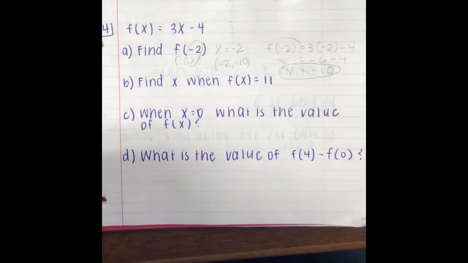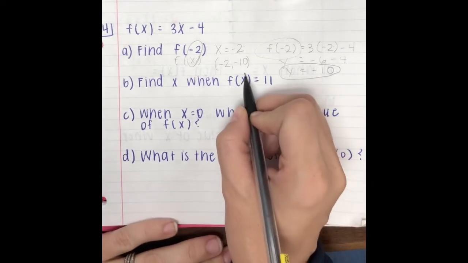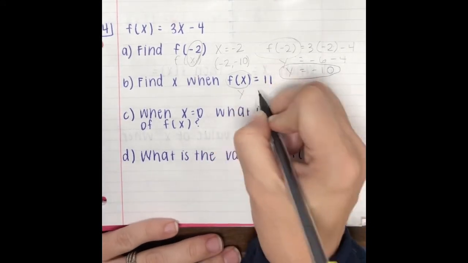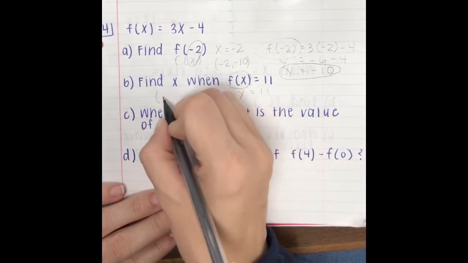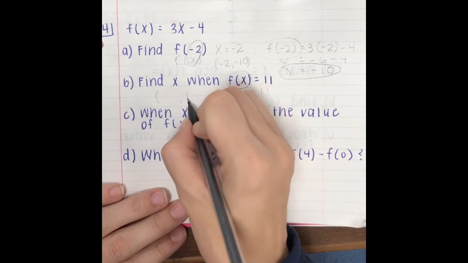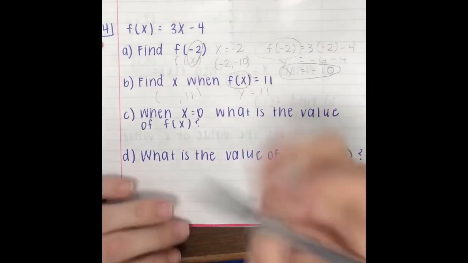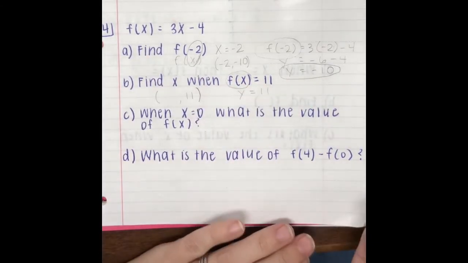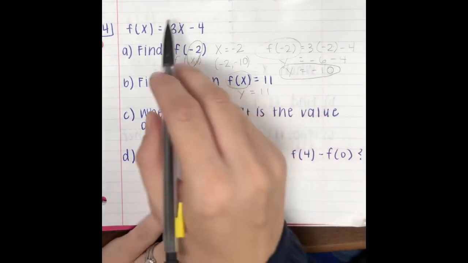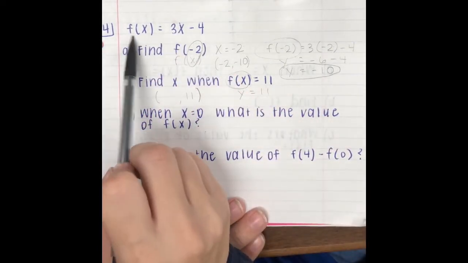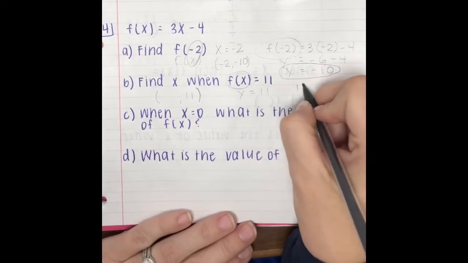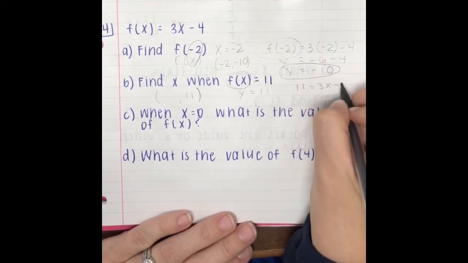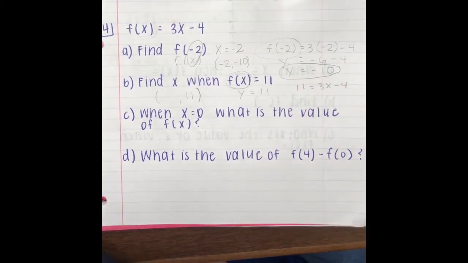Okay, now this one says find x when f of x equals 11. f of x is equal to y, remember? So y equals 11. Meaning I have the point blank, whatever my x is, comma 11. And I've got to figure out my x value when y is 11. So what we're going to do is we're going to take our equation, and I'm going to replace f of x with what it's equal to, which is 11. So I'm going to have 11 equals 3x minus 4. And we're going to solve for x.